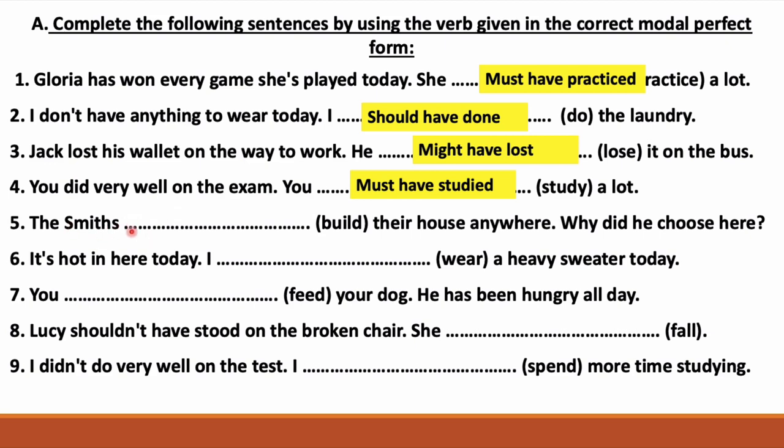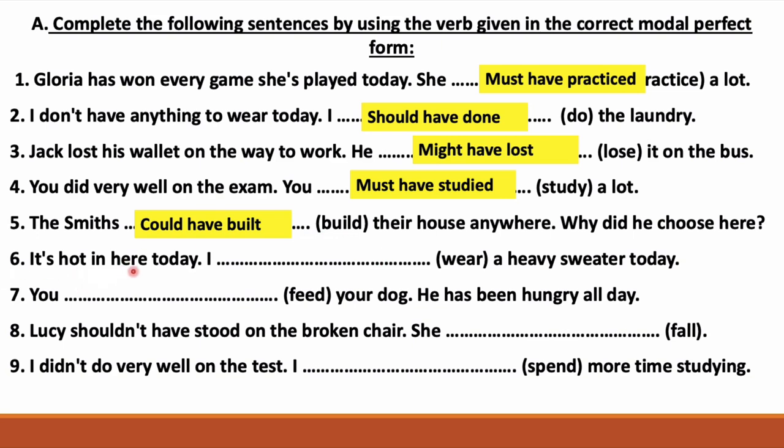Five: the Smiths built their house anywhere. Why did he choose here? So the Smiths, what? Then we have build their house anywhere. So the answer is could. Exactly, it is could. So the Smiths could have built. It means that it is ability in the past which was not performed. He had the ability to build the house anywhere. Why did he choose exactly to build it here? It's like the example that I gave you of the mother with her son about the dishes, if you still remember.